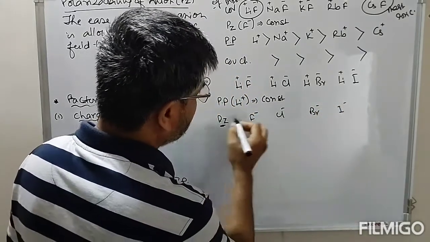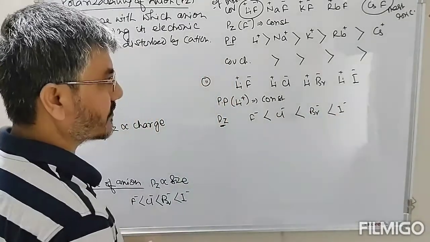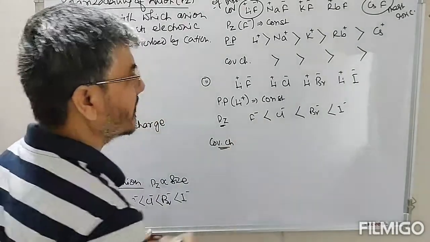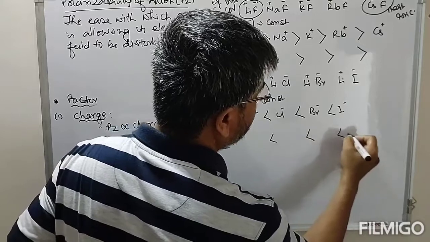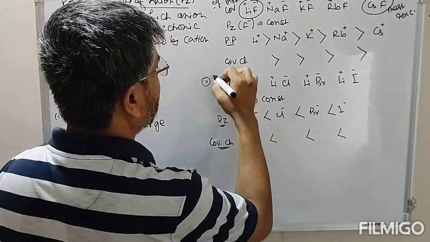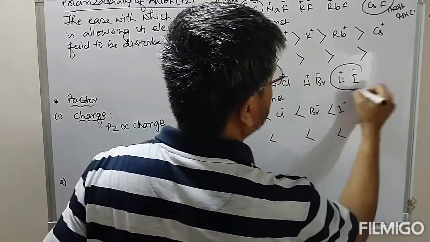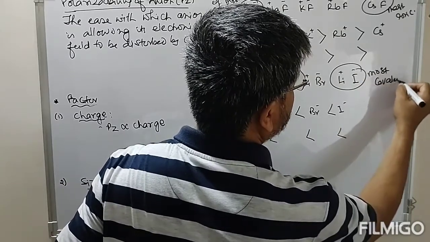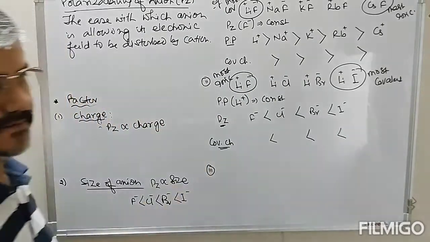So we have fluoride, chloride, bromide, iodide. So the polarizability of the anion increases in this way. So therefore, the covalent character: lithium fluoride to chloride, chloride to bromide, bromide to iodide. So this is the most ionic, this is the most covalent. Take this.